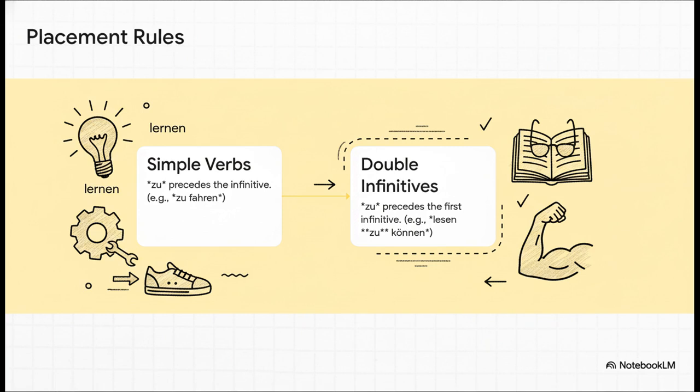Simple. Now, what if you have two verbs at the end, one of those double infinitives, maybe with a modal verb? No problem. The zu just slips in right before the first of those two verbs. For example, you might say something like, Ich versuche, das Buch lesen zu können. I'm trying to be able to read the book. See? The zu comes right before können.